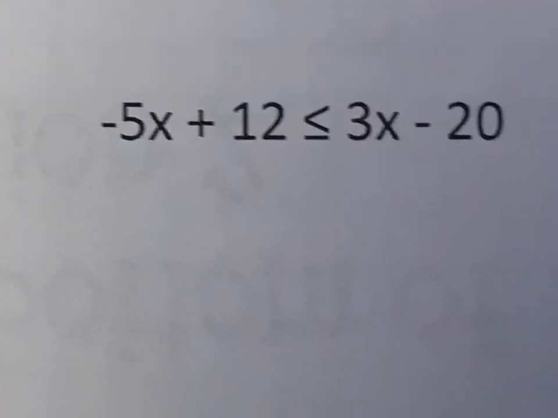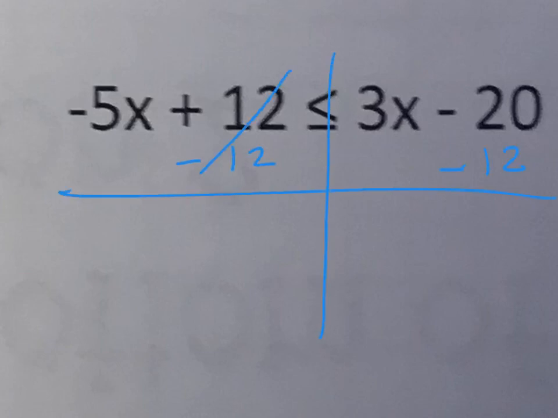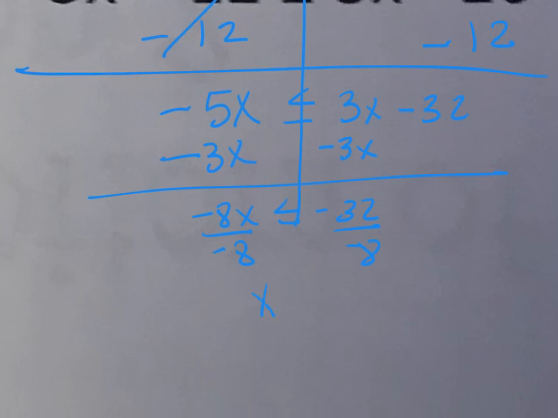And then this last one, we're just going to leave it as is. So we're solving for x. So I'm going to move the 12. That cancels. I have negative 5x is less than or equal to 3x minus 32. So now I'm going to move the 3x because that's my next step. So I have negative 8x is less than or equal to negative 32. And I'm going to divide by negative 8. And I'm going to get x is greater than or equal to positive 4, because I must flip the sign.